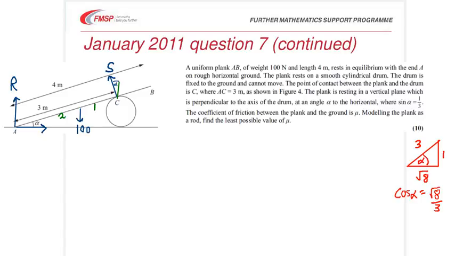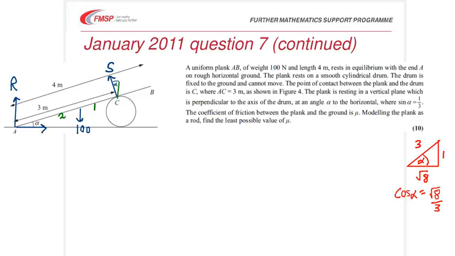Right, there's my attempt at the diagram, and on the right hand side of the page I've used the fact that sine alpha is a third to find the exact value of cos alpha, because we'll need that as well. Over in the diagram we've got a simple normal reaction here. It's a smooth cylindrical drum, so there's no friction, just a normal reaction. At the ground we've got friction and normal reaction.